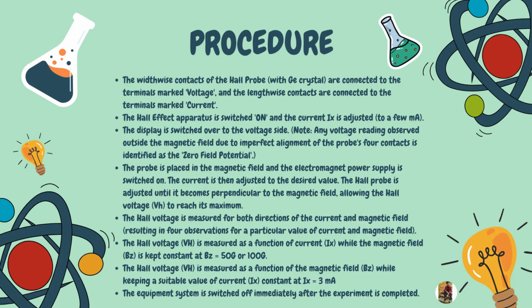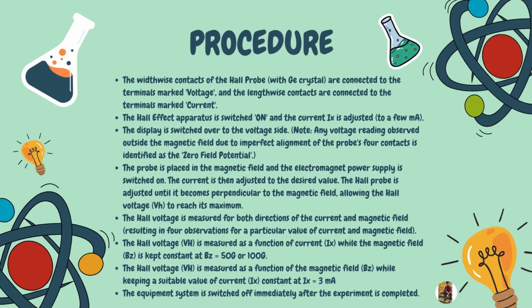After that, the probe was placed in the magnetic field and the electromagnet power supply was switched on. The current was then adjusted to the desired value. The Hall probe was adjusted until it became perpendicular to the magnetic field, allowing the Hall voltage to reach its maximum peak. The Hall voltage is measured for both directions of the current and magnetic field, resulting in four observations for a particular value of current and magnetic field.